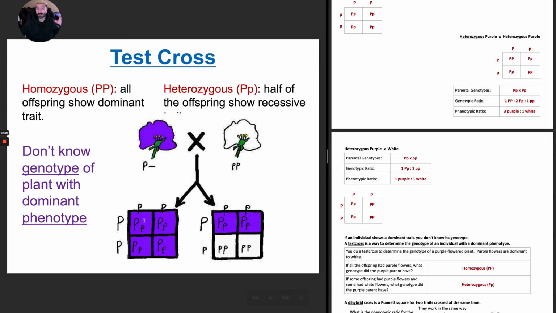And if all the offspring were purple, that would tell me, okay, that was homozygous dominant. But if some of the offspring are purple and some of the offspring are white, meaning half and half, that would tell me that this was heterozygous, because the only way any of the offspring could be white is if they got a white allele from both parents. For that to happen, my purple flower would have to be heterozygous, meaning it has one purple and one white allele. And that's what we have down here, and we call that a test cross.